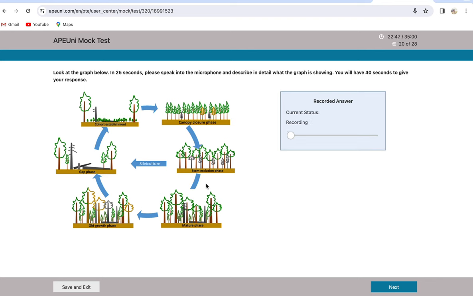The given image gives information about the forest cycle. It is a very beautiful image, and I have to speak for 40 seconds about this image. There are different elements in the image, which show how the process is done.